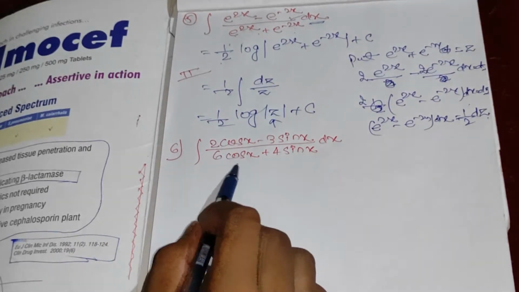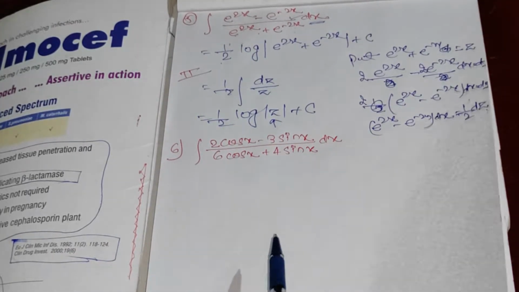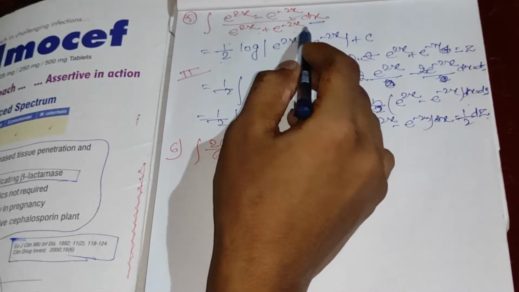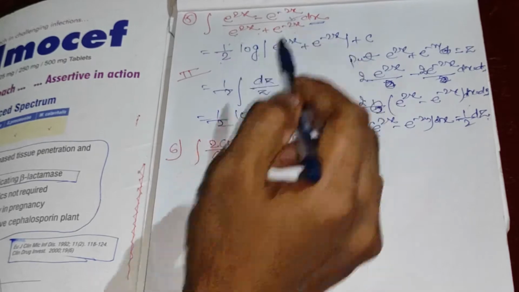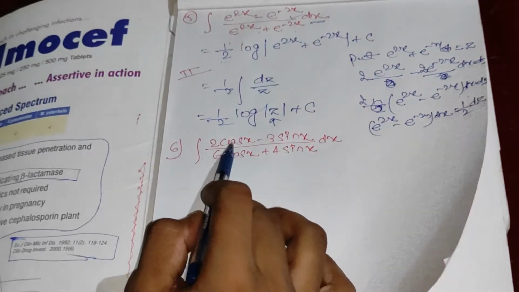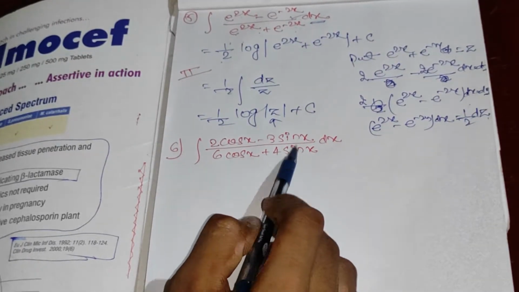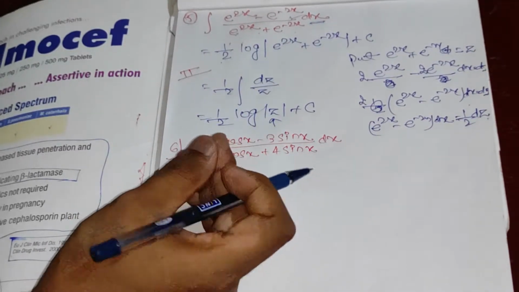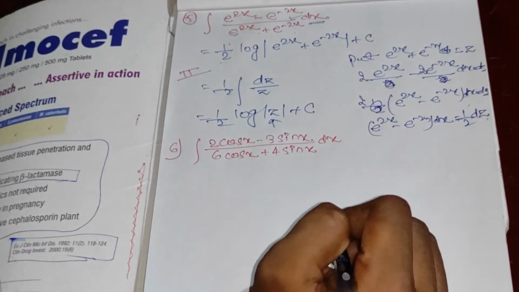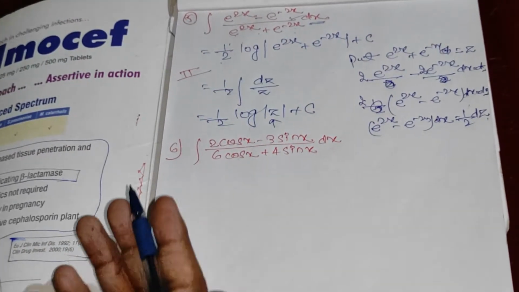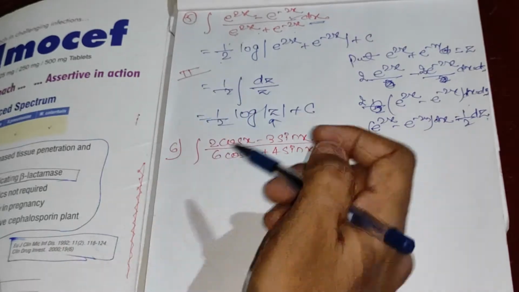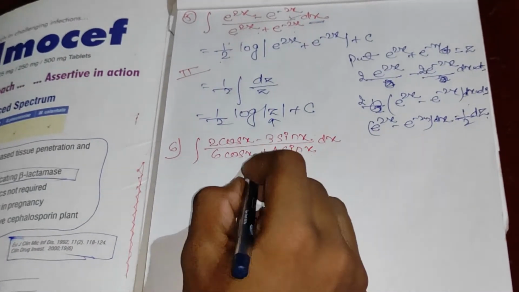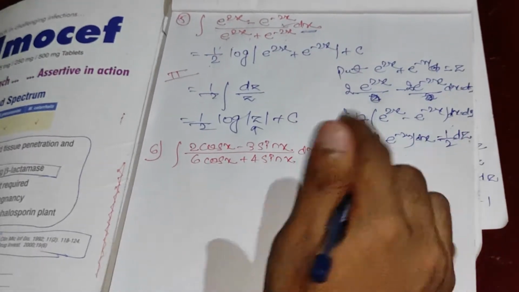So the next question is that you have to find the integration of this expression. In our last video we talked about how we can directly do this type of question. Here also you can see there is a certain relationship between the numerator and denominator, and when you see such a relationship, you will always assume the denominator as another variable.